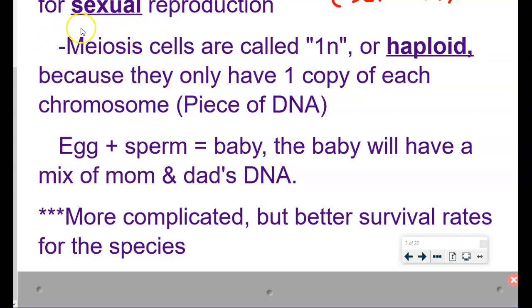And like I said, we're going to come back to it later. The only reason I bring it up is because mitosis kind of sounds like it. And instead of having one copy of each chromosome, mitosis is going to have two.